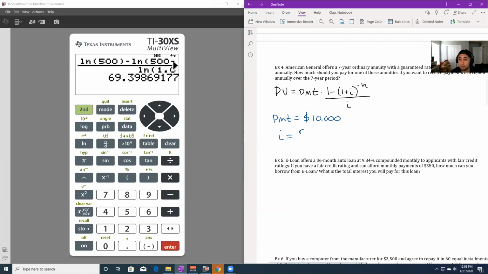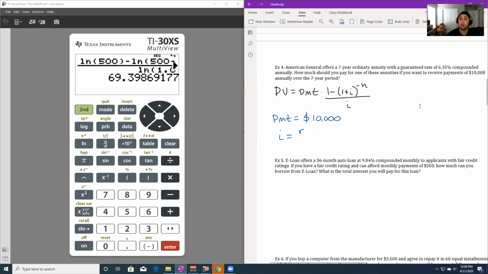over compoundings, right? Let me move my box out of the way. There we go. Okay. I, which is rate over compoundings, we are getting a rate of 6.35%. So 0.0635. And we are compounding annually. So annually means 1. So this just becomes 0.0635. Okay. And then N is compoundings times time. Well, we are compounding annually, which is 1, and we're doing this for 7 years. So we get 7.